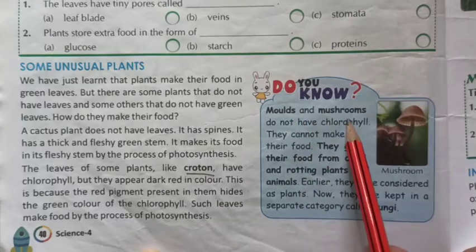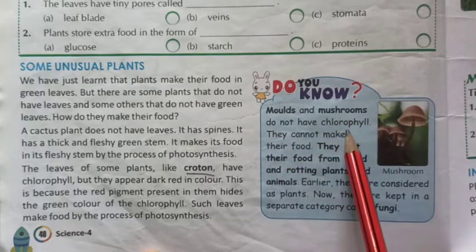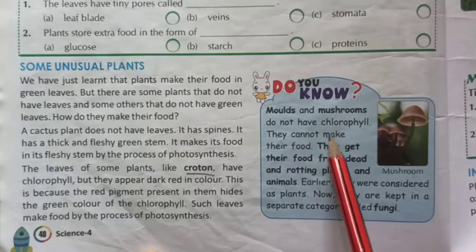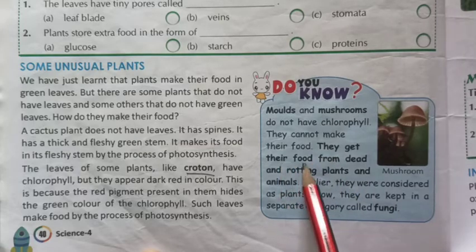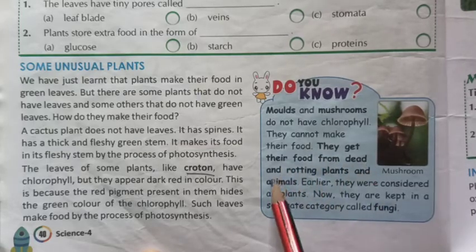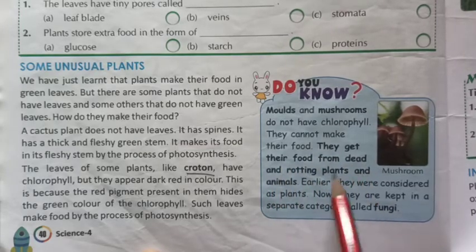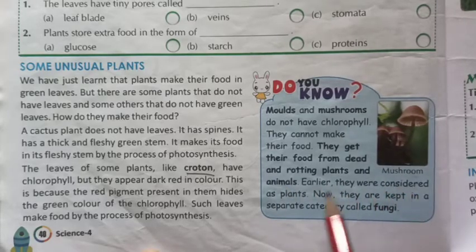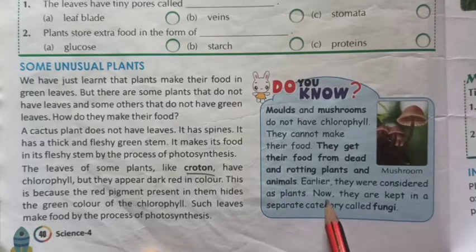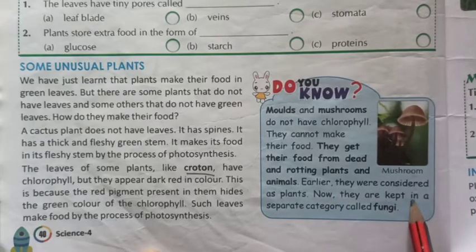Moulds and mushrooms do not have chlorophyll. They cannot make their food. They get their food from dead and rotting plants and animals. Earlier, they were considered as plants. Now, they are kept in a separate category called fungi.